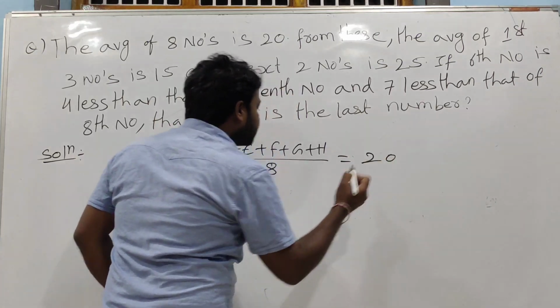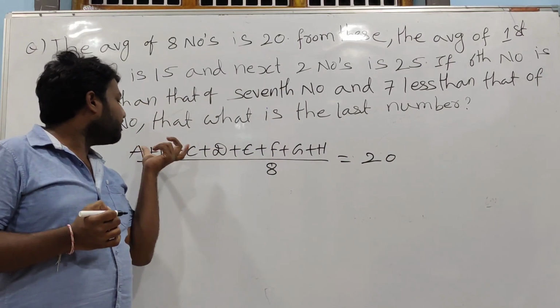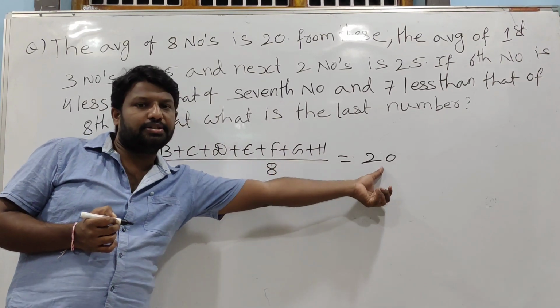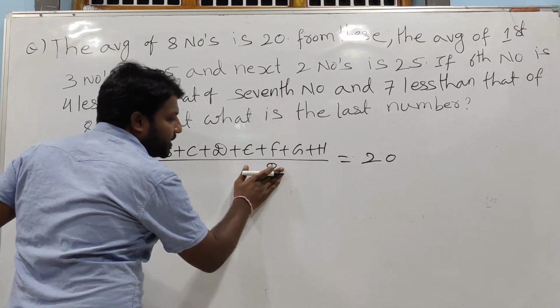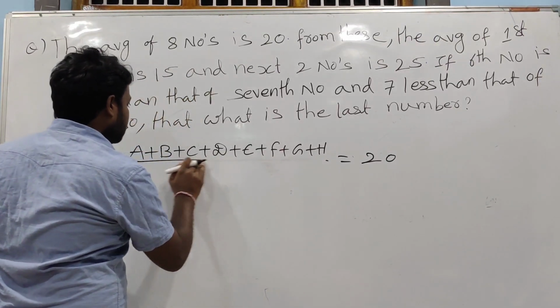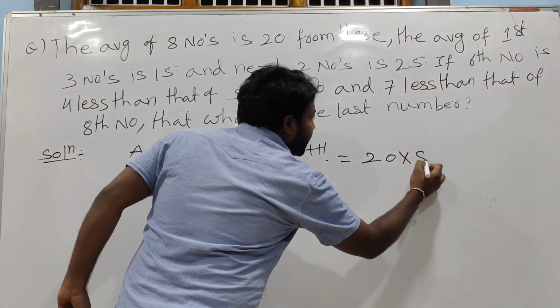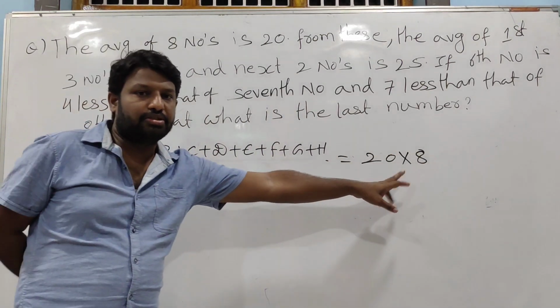Now what I will do? I will find the sum of these numbers. I will cross multiply this 8 to this side. So directly I am writing: A plus B plus C plus D plus E plus F plus G plus H is equal to 20 into 8. So sum of the 8 numbers is 20 into 8.